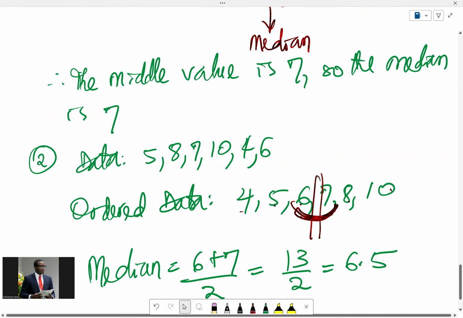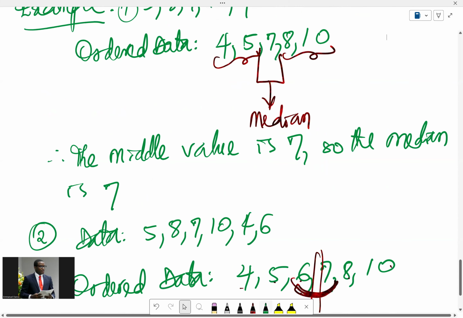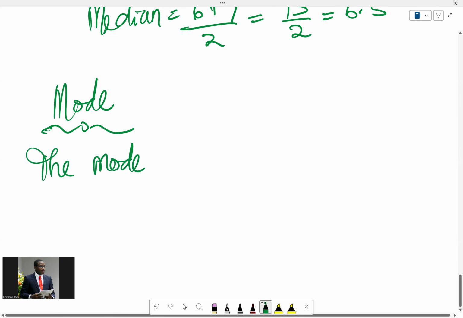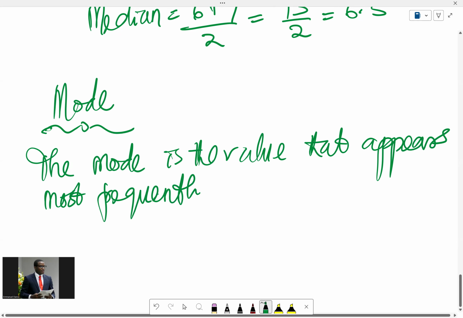Let's talk about mode. So mean, median, and mode are the 3 measures of central tendency or location. So for mode, probably this has the simplest definition. The mode is the value that appears most frequently in the data. That is what the mode is.